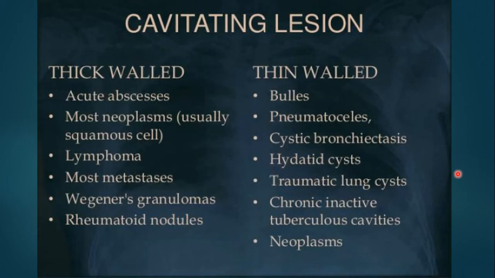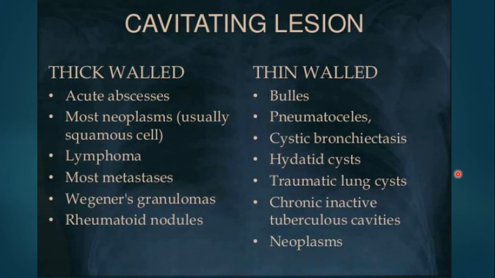Now let's have a little bit of differential diagnosis on the cavitating lesions based on the wall thickness, if they are thick-walled or thin-walled. Thin-walled are cysts, thick-walled are cavitating lesions. So what are the lesions that cause thick-walled cavitating lesions? First of all, acute abscesses, neoplasms in general, usually a squamous cell carcinoma, as we said. Lymphoma can cause cavitation if treated, not untreated lymphoma. Most metastases, Wegener's granulomas, and rheumatoid lung nodules present also as cavitating lung lesions.